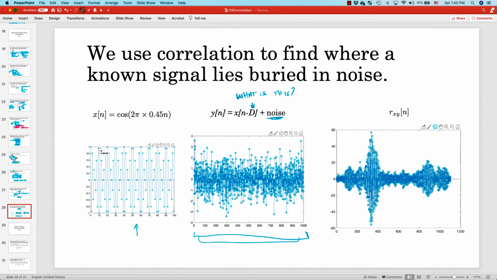But the cool thing is that when you pass y through a cross-correlator with x, it becomes quite evident that around about here and around about here, which are at roughly the same sample, we have a maximum, which tells us that the x signal occurs in this bin of samples here. If we knew the speed of sound in saltwater, then we could derive the distance from the submarine to the seafloor using this method.